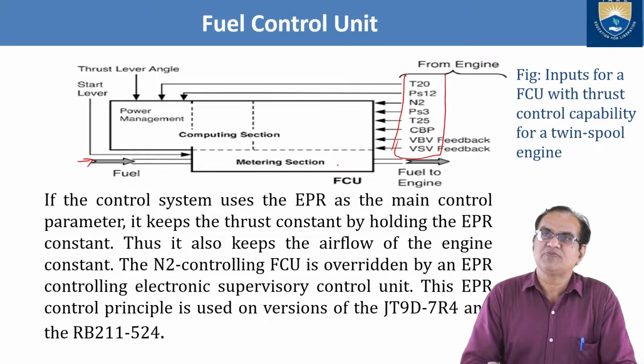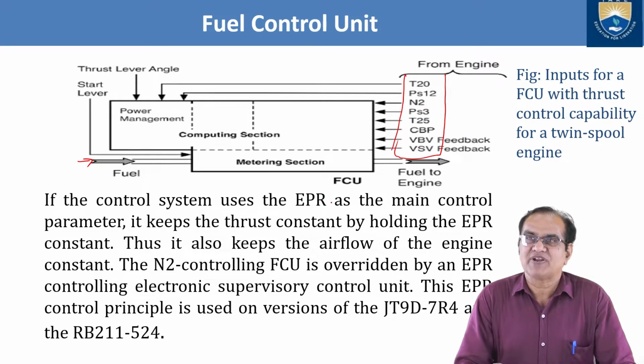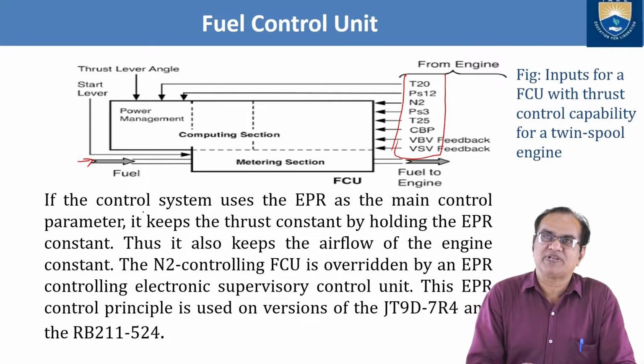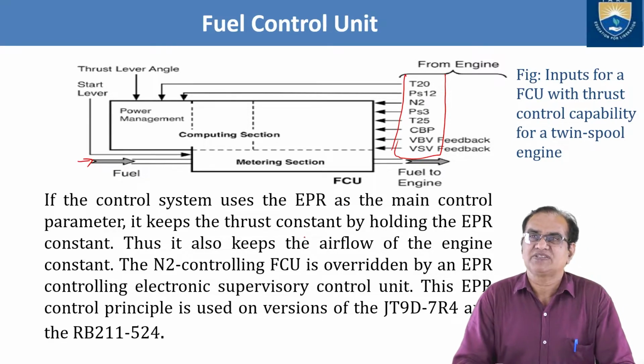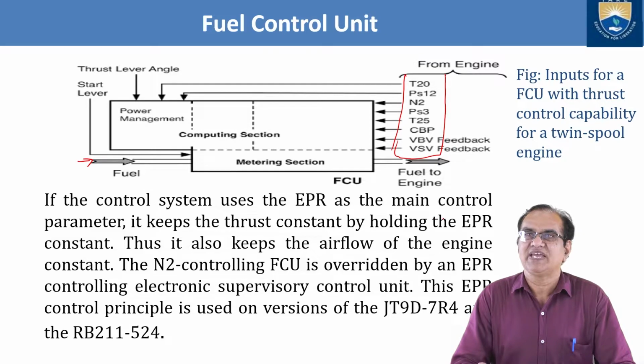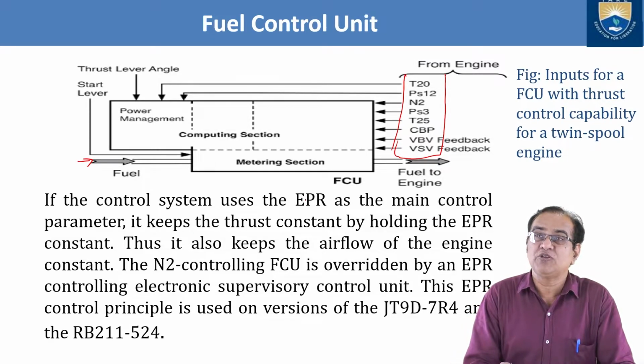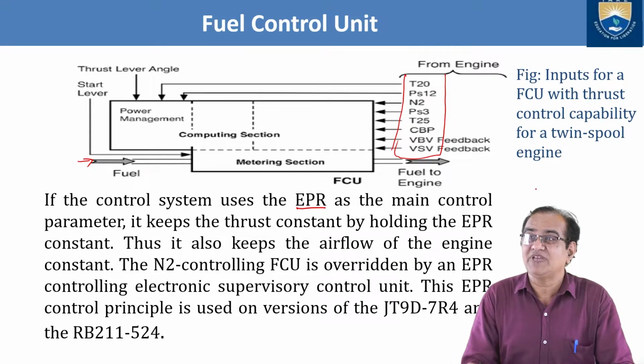If the control system uses the engine pressure ratio as the main control parameter, it keeps the thrust constant by holding the EPR constant. So either we have the N2 or we have the EPR.